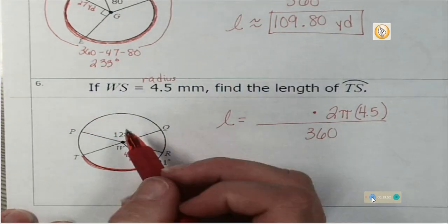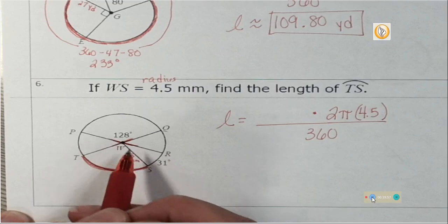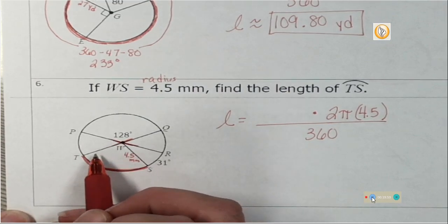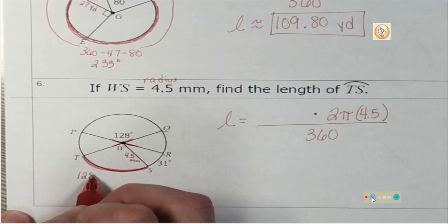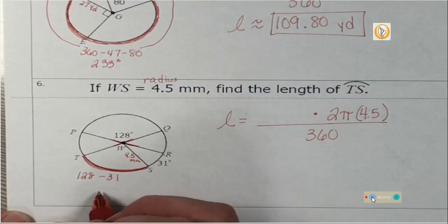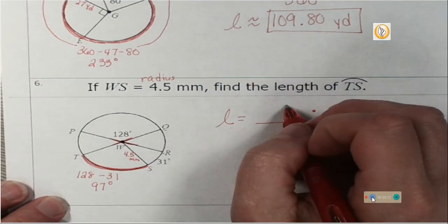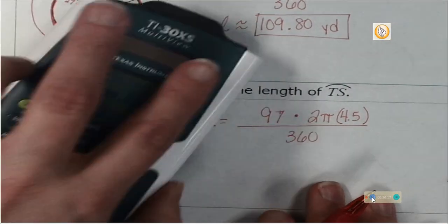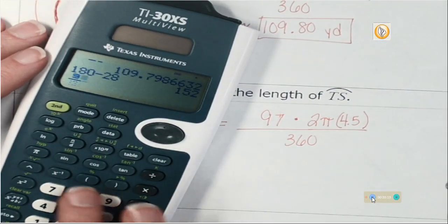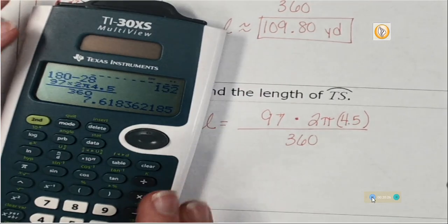Or, 128 is this angle right here. It has a vertical angle all the way from T to R. So what I did was I took 128 minus the 31 already used up to get me a total of 97 degrees. So I plug in my 97. I almost plugged in the wrong number. And so then I grab my calculator and I do 97 times 2 pi r over 360. I get 7.618.